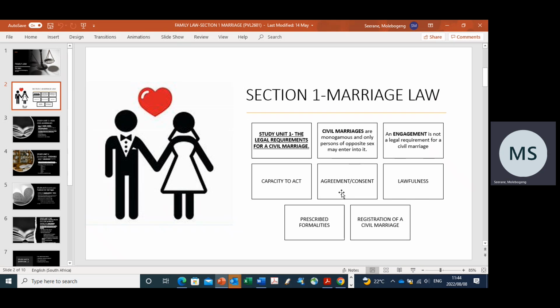The blood relatives in the collateral line may not marry each other if they are related to the common ancestor in the first degree, meaning the first generation. For example, your nephew and your niece, from your brother or your sister, cannot marry each other because they share the same ancestor, which is your parent. That is a common ancestor in the first degree, which is the first generation.